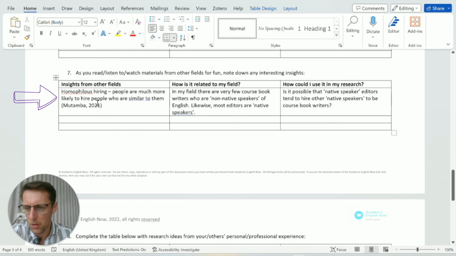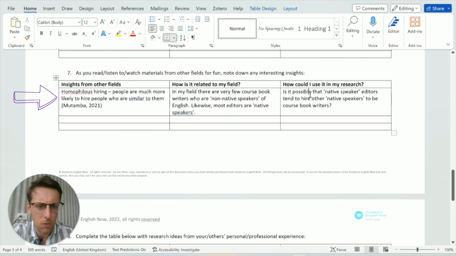I'll give you an example here. So in other fields, there's this phenomenon of homophilous hiring, where basically people are much more likely to hire people who are similar to them. So for example, women are more likely to hire women, white men will hire white men, and so on. Like people with a Scottish accent are more likely to hire people with a Scottish accent, if you see what I mean. Now, how is this related to my field? Well, I've noticed that in my field there are very few course book writers who are non-native speakers of English, and likewise most editors are native speakers as well.